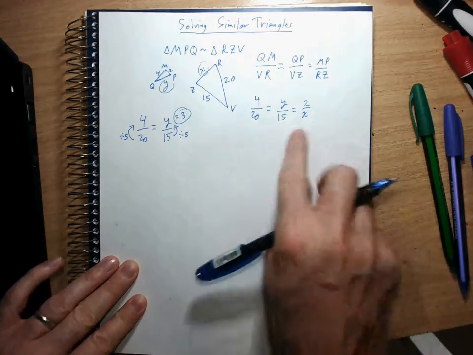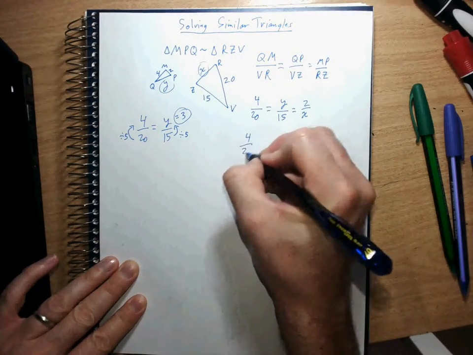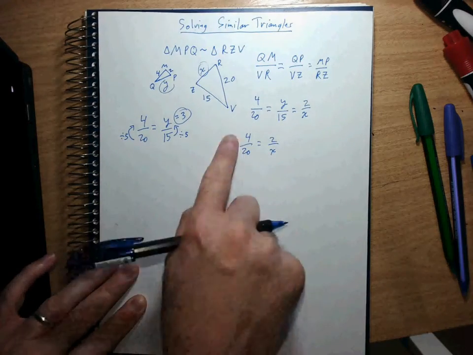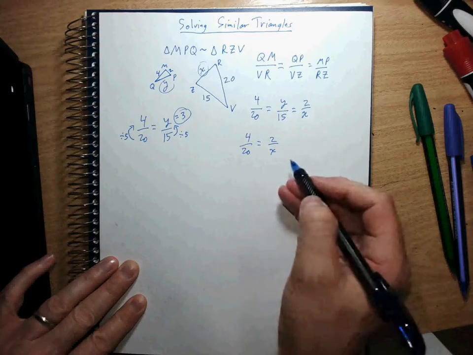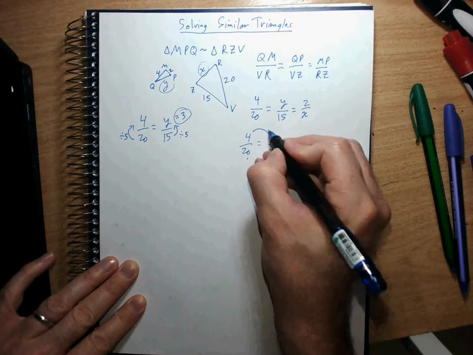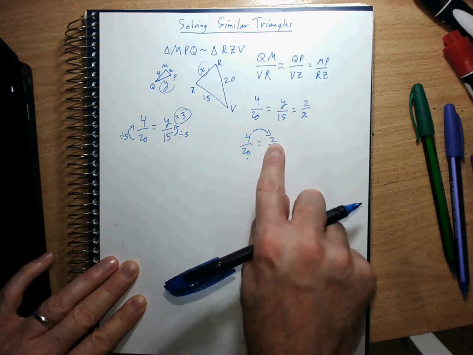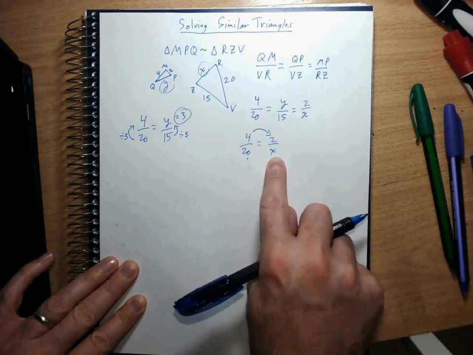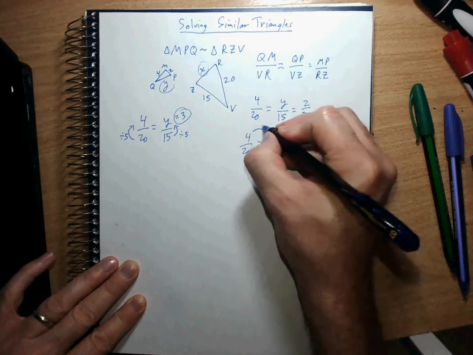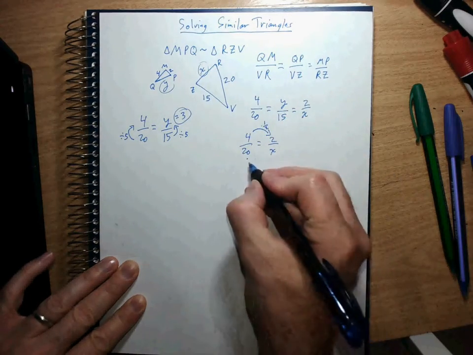Okay, and I'm going to set up this second one over here. I'm going to use 4 over 20 equals 2 over x. I could do the same thing, but in this case, I'm going to go the other way. What do I need to do to get from 4 to 2? I'm going to do that same thing to get from 20 to x. So 4 divided by 2 is 2, but I'm going to write it as 4 times 1/2. Divided by 2 is the same as times 1/2.